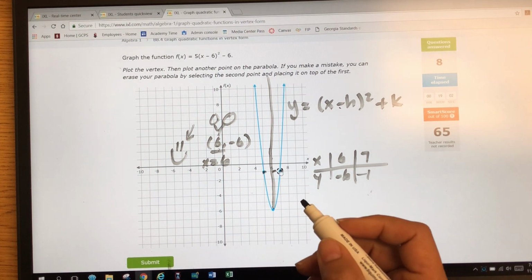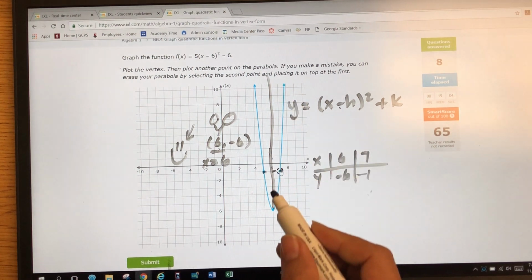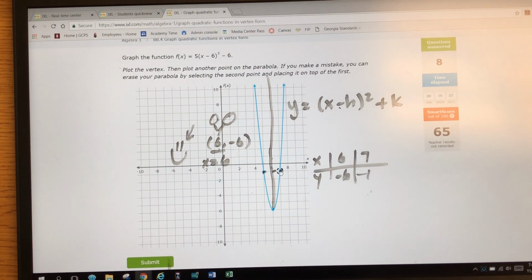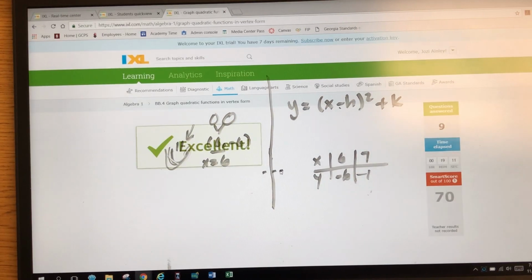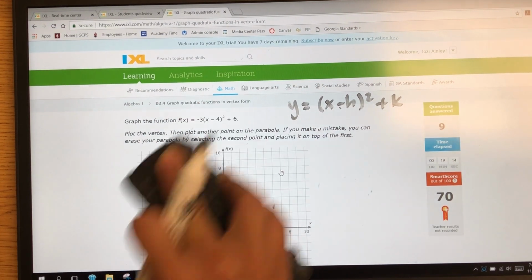And if I pick another point, well, 8 is not going to be there, so I can't show you in this example. And does that make sense? Is it upward sloping? Yes, it is. So I'm probably right. All right.